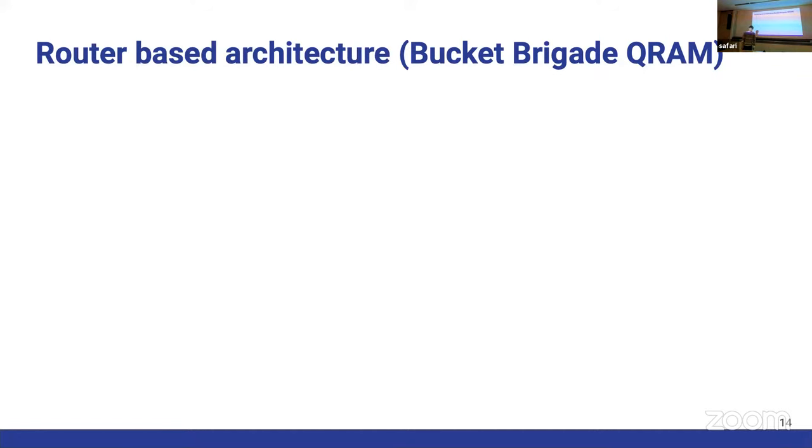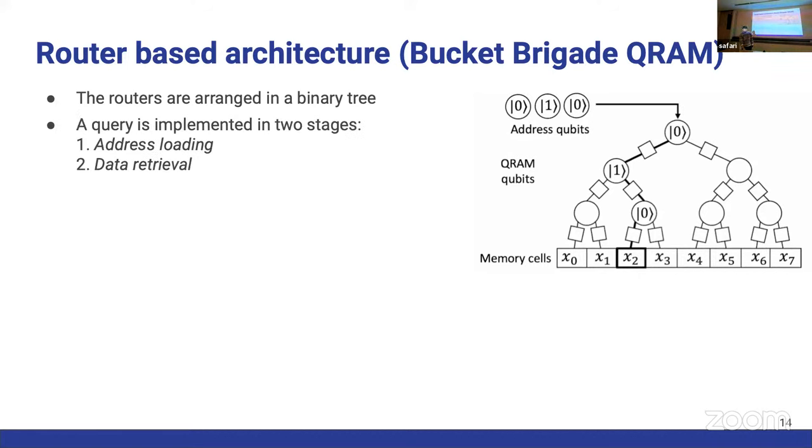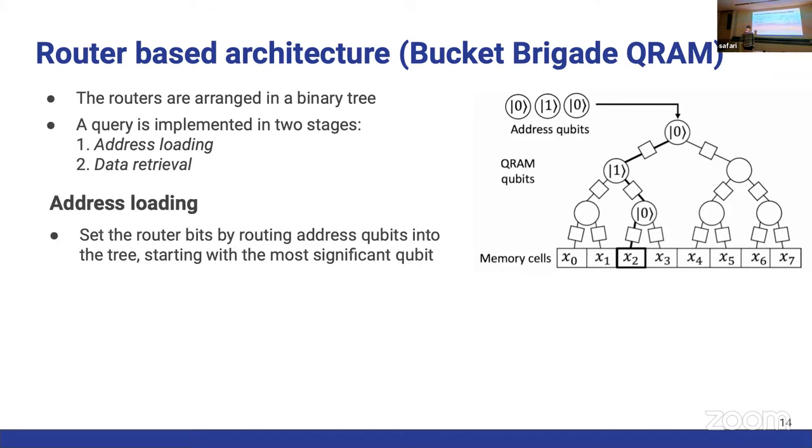I want to talk about one particular architecture before going to the actual proposed architecture, whose name is Bucket Brigade. The routers are arranged in a binary tree, and the query is implemented using two stages, the first one being address loading, and the second one being data retrieval. In the address loading stage, we set the router bits by routing address qubits into the tree, starting with the most significant qubit. The ith address qubit always determines the state of the ith layer routers inside the tree.